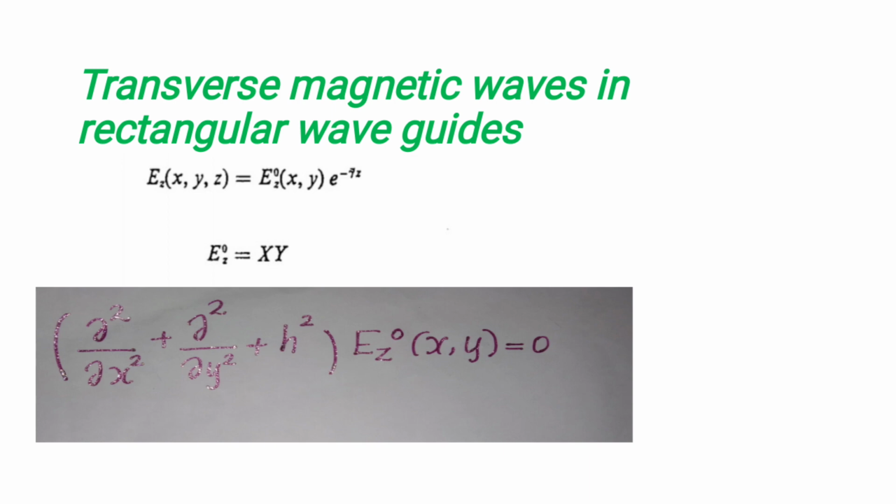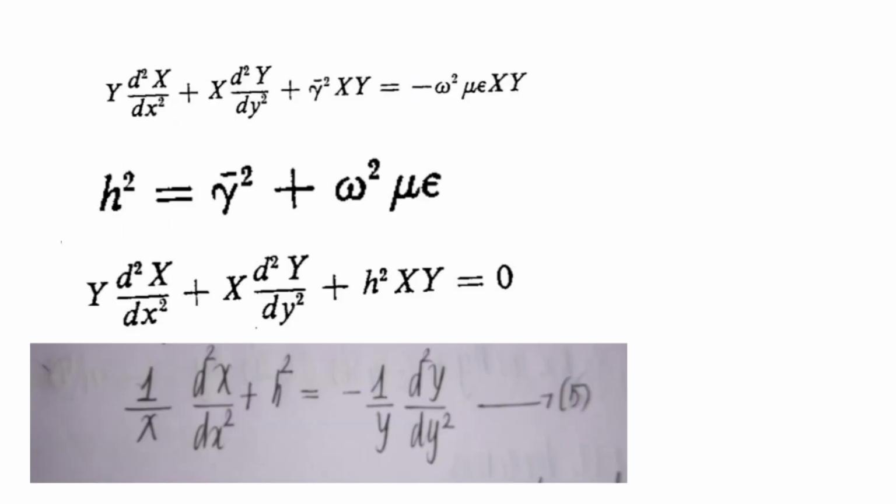Substitute equation 4 in equation 1, which gives Y d²X/dx² plus X d²Y/dy² plus gamma squared XY is equal to minus omega squared mu epsilon XY. Put h squared is equal to gamma squared plus omega squared mu epsilon. Then the equation becomes Y d²X/dx² plus X d²Y/dy² plus h squared XY is equal to 0. Divide by XY, we get the equation 1 by X d²X/dx² plus h squared is equal to minus 1 by Y d²Y/dy².